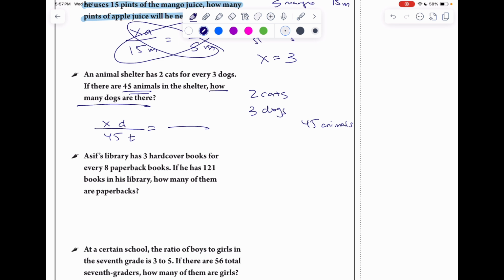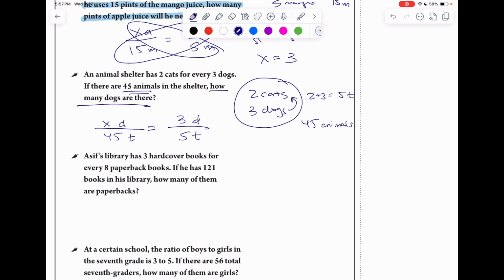Let's go back to our ratio. How many dogs do we have? We have 3 dogs. How many total do we have? Well, 3 dogs come along with 2 cats. Our total would be 2 plus 3, so that's 5 total. I'm going to put that in the denominator.